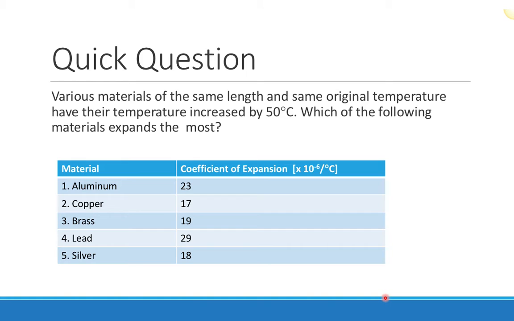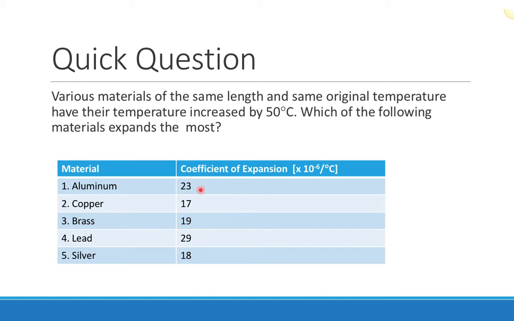Okay, so let's look at a couple of conceptual examples. Suppose that we have these various materials that are all at the same length, and they have the same initial temperature. But we want to increase their temperature by 50 degrees Celsius. They start off at some temperature, and we're going to increase the temperature by 50 degrees Celsius. Which of these is going to expand the most?